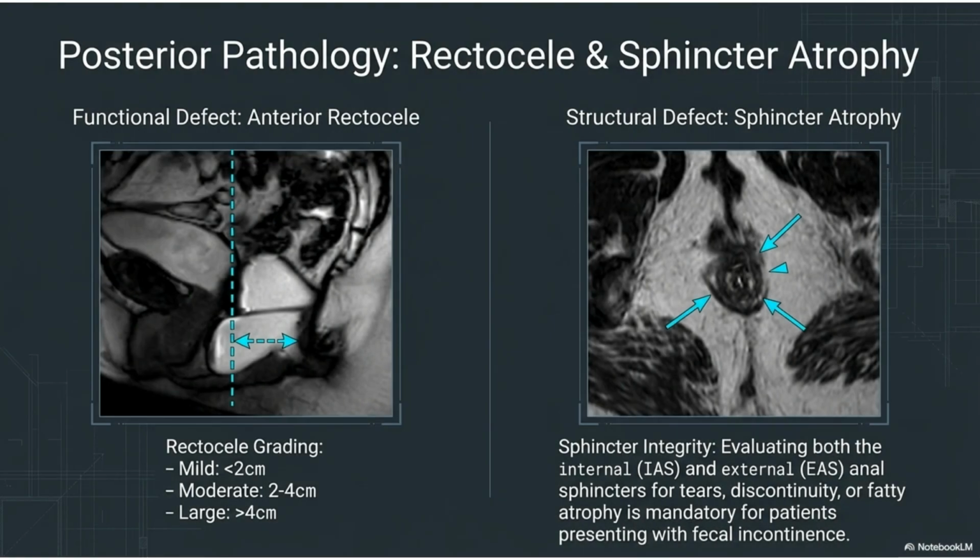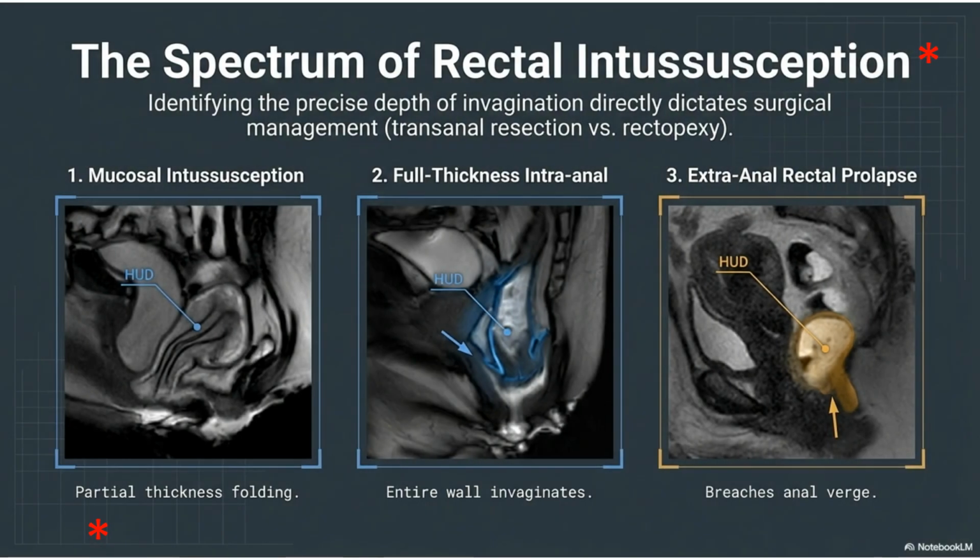Posterior pathology includes rectocele, a functional defect, and sphincter atrophy, a structural defect. Rectocele grading ranges from mild to large. Sphincter integrity involves evaluating the internal and external anal sphincters for tears, discontinuity, or fatty atrophy, which is crucial for patients with fecal incontinence. The spectrum of rectal intussusception ranges from mucosal to extra-anal rectal prolapse. Identifying the depth of invagination is key to surgical management.